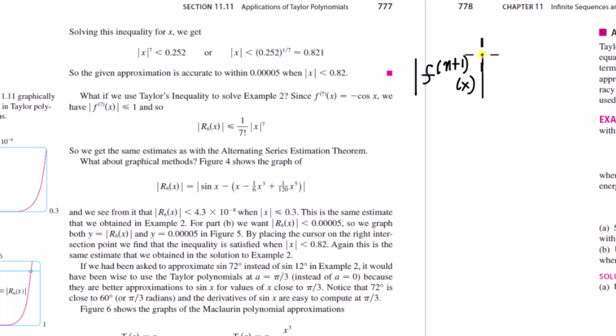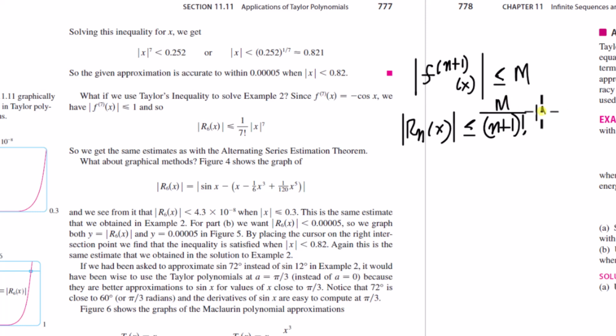The absolute value of that is going to be less than or equal to M for all x over an interval. So we're thinking about all x over, we actually chose an interval from minus 0.3 to 0.3. Okay, and then once you have this M, then the absolute value of R sub n of x is less than or equal to, so you've got n plus 1, and then, okay, so how does the notation work here, right?